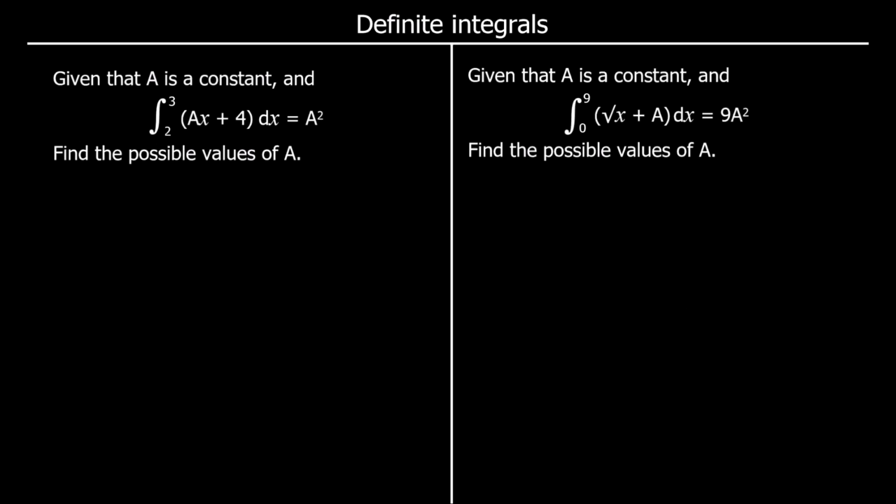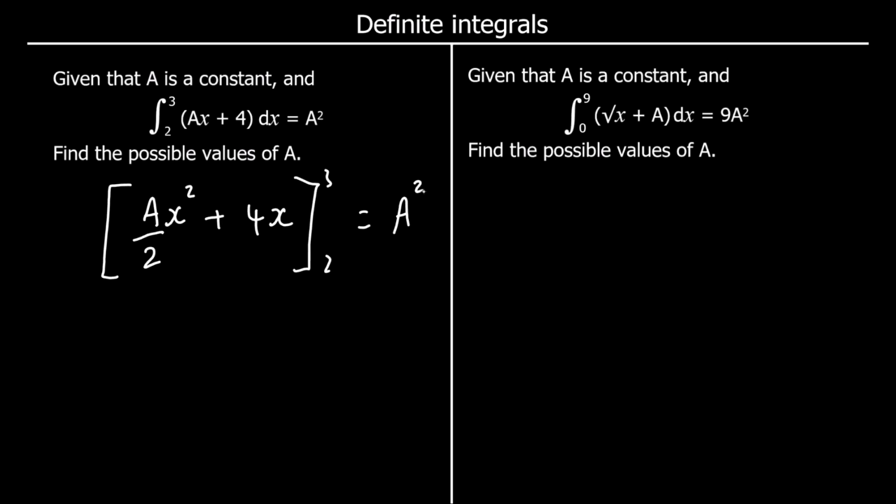Given that a is a constant, and the integral of ax plus 4 with respect to x between 3 and 2 is a squared, find the possible values of a. So here's a question where we can't use the calculator because we've got an unknown in the question. So we're going to have to work it out without using the calculator. So we're going to integrate ax plus 4, so add 1 to the power, divide by the new power. 4 will become 4x, and that is between 3 and 2, and it equals a squared.